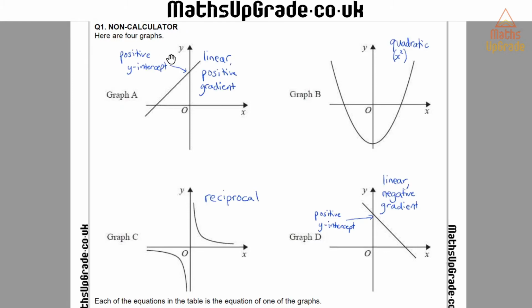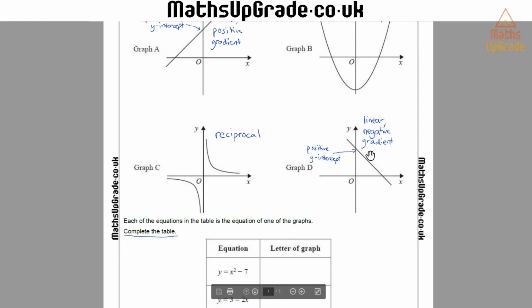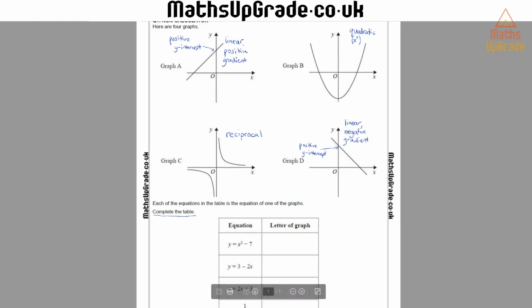It's positive, okay? This graph here, you can see it's a quadratic graph. That's a non-linear graph. This graph here is of the type of a reciprocal. And this graph here, similar to this one, but it's got a negative gradient. Then if I start to look at the equations underneath, the first equation here, you're given that y equals x squared minus 7. So that's got x squared in it. So that's the form of a quadratic. So that's going to be graph B.